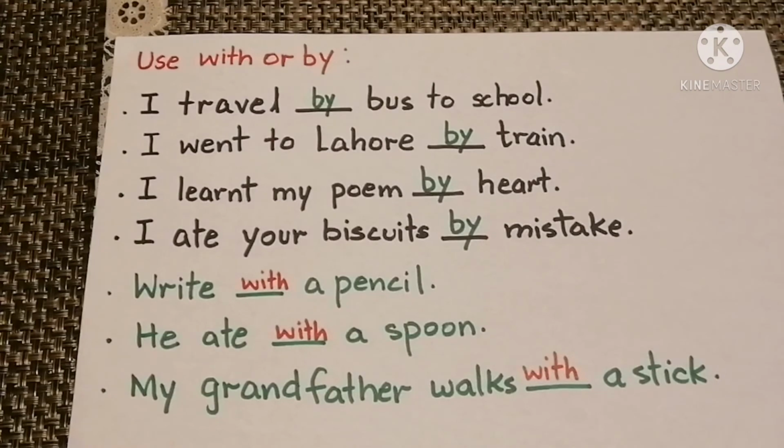Use of with or by. I travel by bus to school. I went to Lahore by train. I learnt my poem by heart. I ate your biscuits by mistake. Write with the pencil. He ate with the spoon. My grandfather walks with the stick.